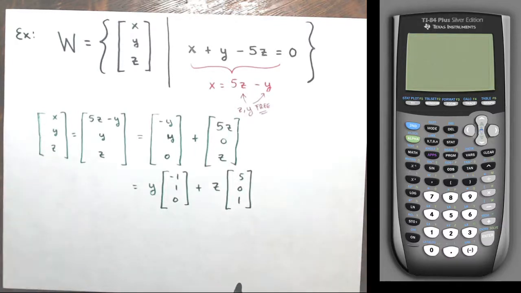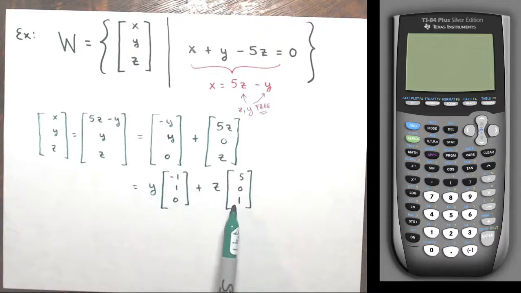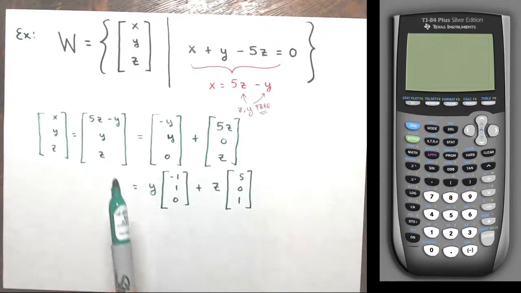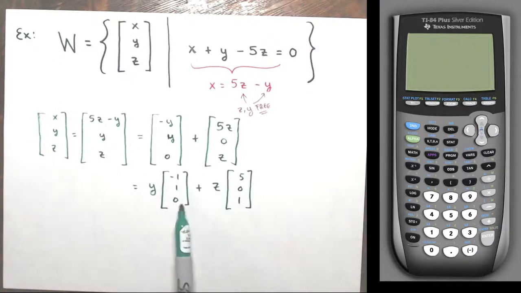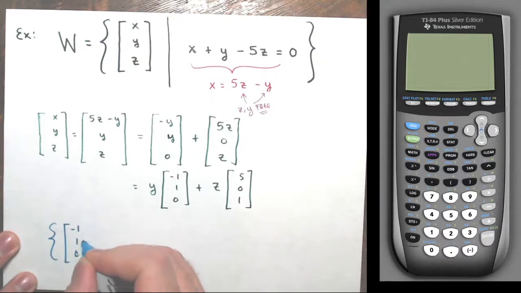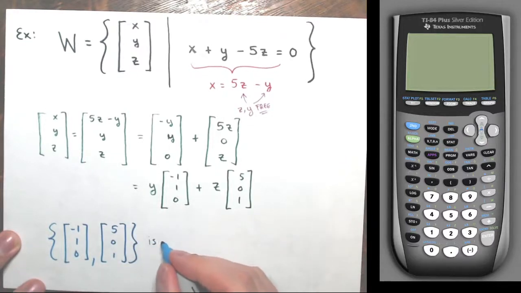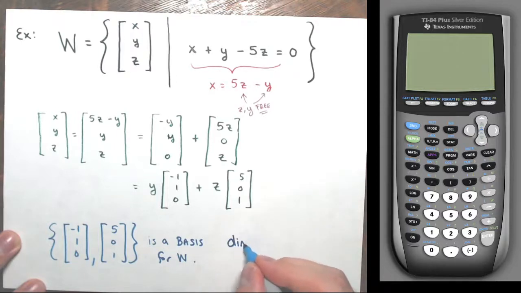And so what we're seeing is, let's just finish this off. Every vector in W is a linear combination of (-1, 1, 0) and (5, 0, 1). So W is the span of the set of these two vectors. These two vectors are not scalar multiples of each other, so they're independent. So the set of vectors containing (-1, 1, 0) and (5, 0, 1) is a basis for W. And therefore the dimension of the vector space W is 2, the number of vectors in a basis.